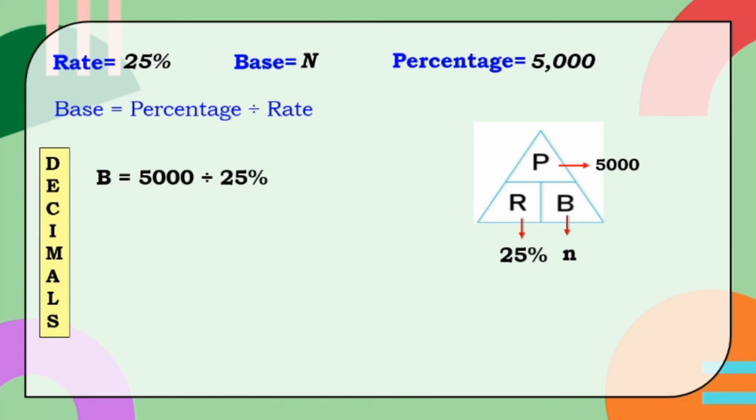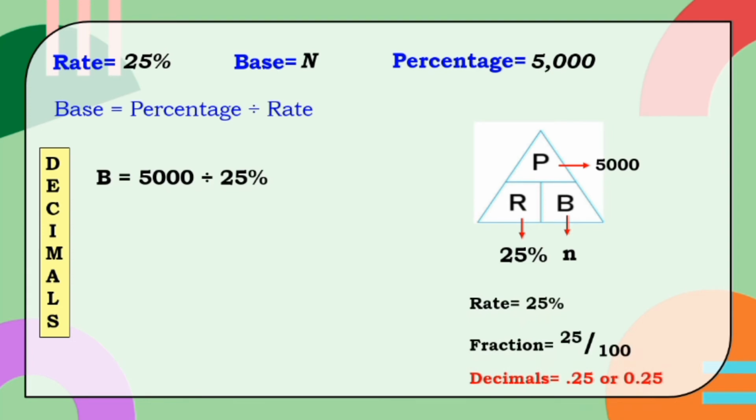Let B be the base. So, B equals 5,000 divided by 25%. Since decimals ang gagamitin natin, i-convert natin ang 25% sa decimals, magiging 0.25. B equals 5,000 divided by 0.25. Using long division method, 5,000 divided by 0.25 is 20,000.